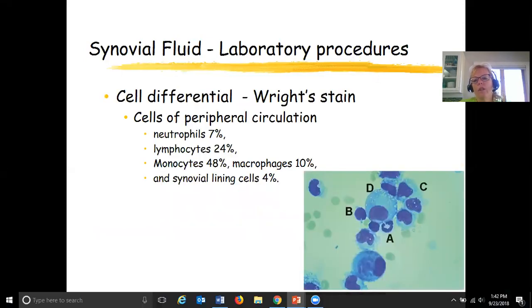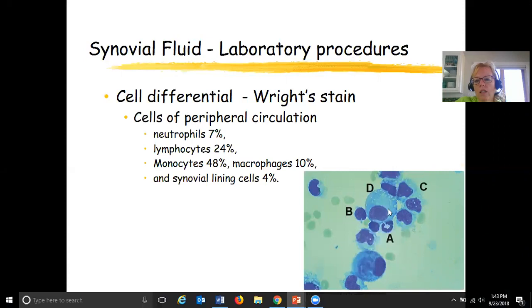So then to do a differential, of course, you want to take and spin an aliquot down, get a cell button, and stain it with Wright stain. And you should see the same type of cells as peripheral circulation. They're going to be in a little bit different numbers. You're going to see primarily monocytes, maybe some macrophages. Lymphocytes will be about 24%, not very many neutrophils. And you'll probably see synovial lining cells.